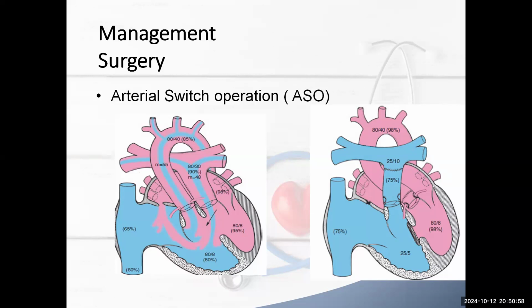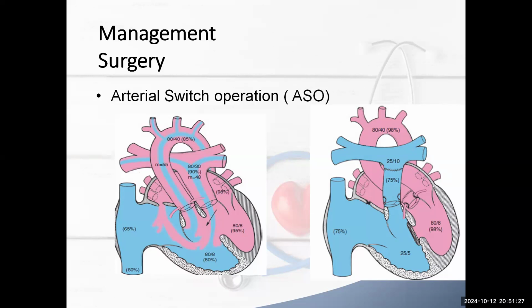The LV for months contracts against resistance like 25, 25 to 30, like that. So the muscle of the LV becomes weaker, okay, and it cannot resist systemic vascular resistance after that. So if we get the aorta and put it in front of the LV, it will fail. Okay, this is what we call decongestion LV.